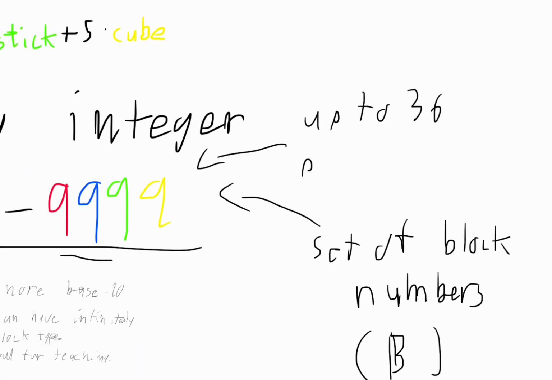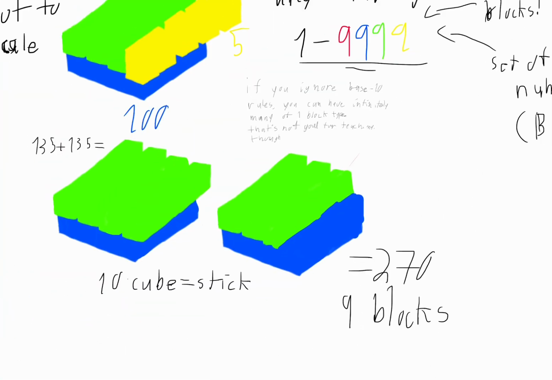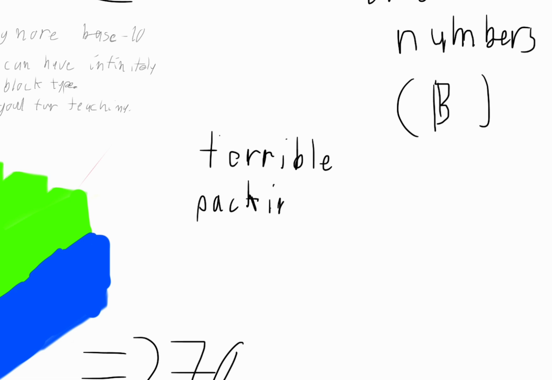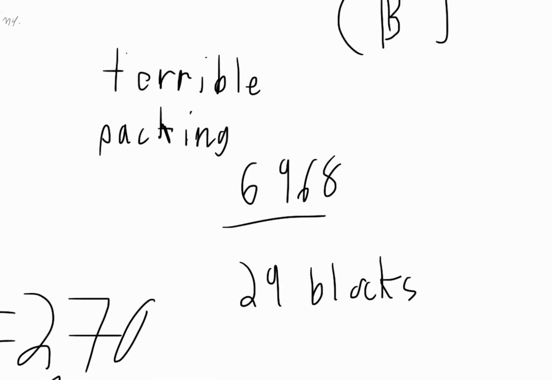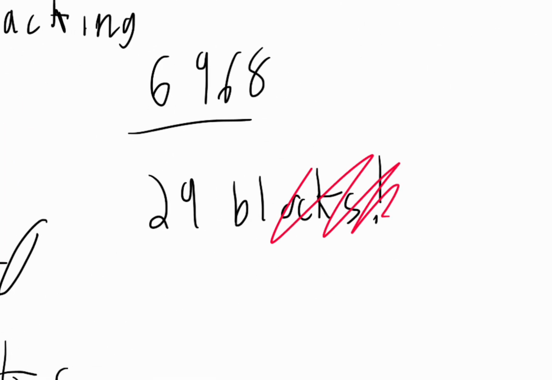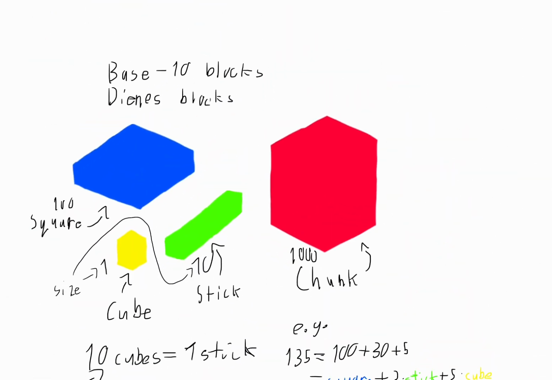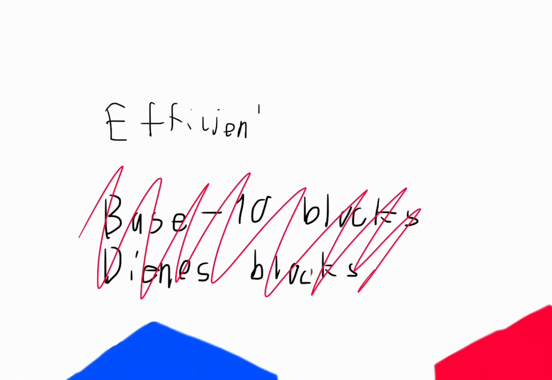But just look at this. It's great for showing children how to count and add, but it's so inefficient. If you want to express a number like 6,968, you need a total of 29 blocks, which is way too many. So if you had to recreate these blocks to minimize the amount of blocks needed to represent a number, how would you do it?